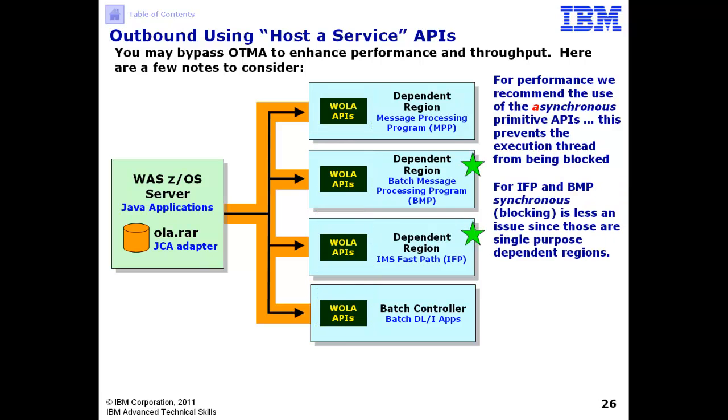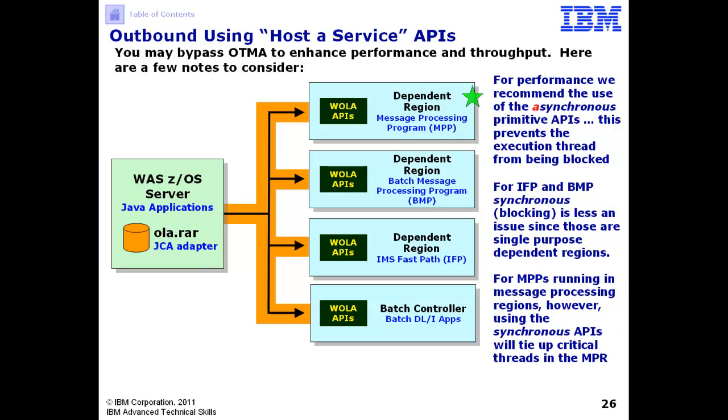For IMS fast path and batch message processing programs, the issue of synchronous versus asynchronous is less of an issue, since those are examples of single-purpose dependent regions. The asynchronous APIs, properly used, will yield greater performance, but the synchronous APIs will work well with IFPs and BMPs. For message processing programs, we strongly recommend the use of the asynchronous APIs. That's because the synchronous APIs will result in critical thread resources being tied up in the message processing region.